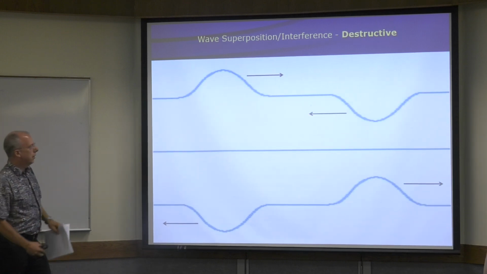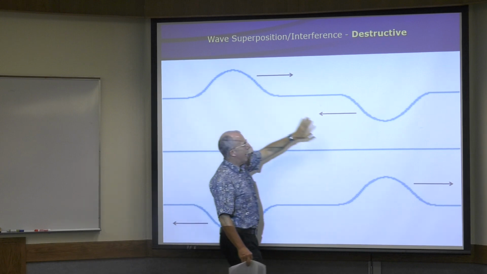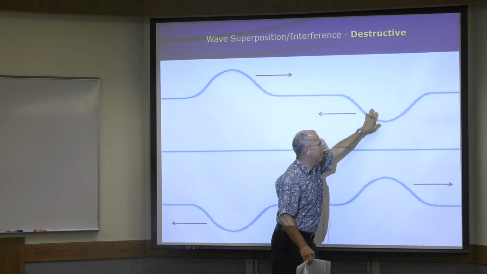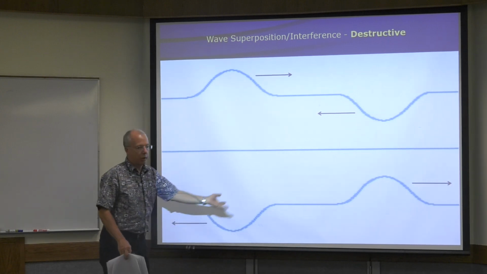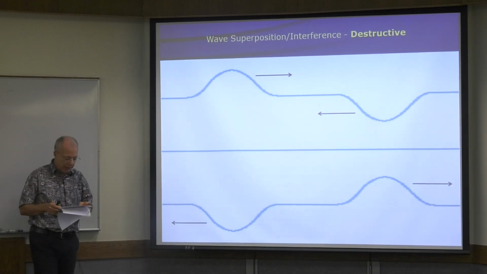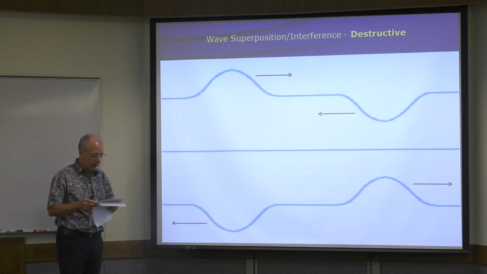So here's destructive. So here's one up and one down. When they interfere, of course, this appears to cancel that. But in reality, they're just passing through each other. So you want to remember those two terms, constructive interference and destructive interference.